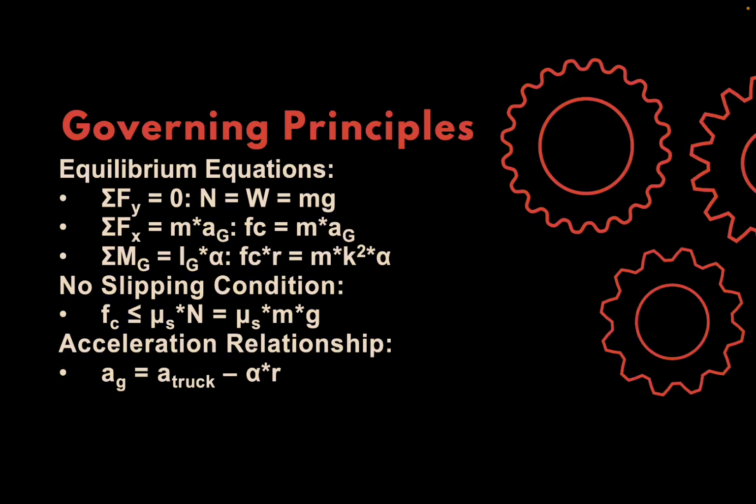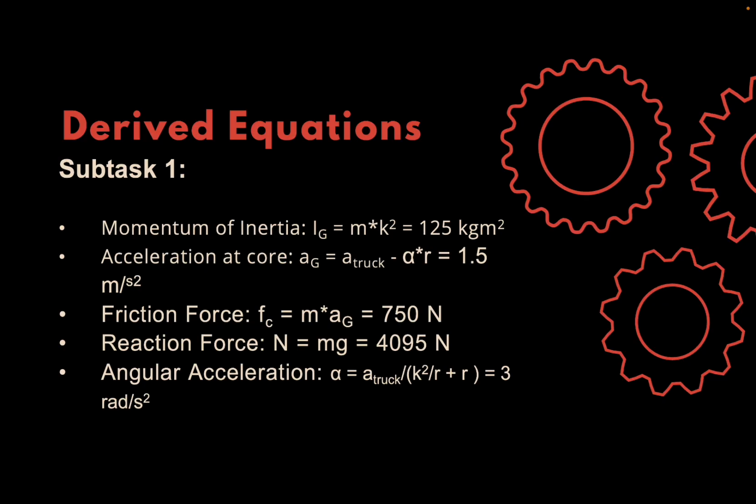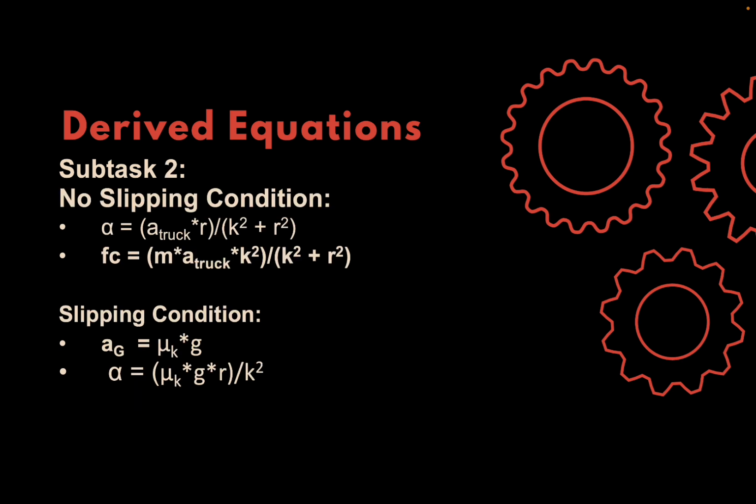We also consider the rolling condition, which relates linear and angular acceleration. Using this equation, we derive expressions for the system parameters. Through that, we can calculate the moment of inertia, acceleration at the core, friction force, reaction force, and angular acceleration, which means we finish subtask 1.